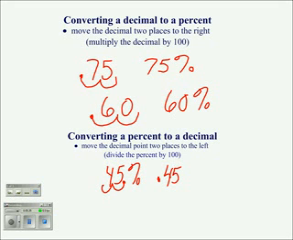Again, if we had 6%, we have our decimal point at the end of the number, move 1, 2, fill in our zeros if necessary, and 6% becomes 6 hundredths. So to convert from a decimal to a percent and a percent to a decimal, you're simply moving the decimal point either to the left or to the right, knowing you either need to multiply by 100 or divide by 100.